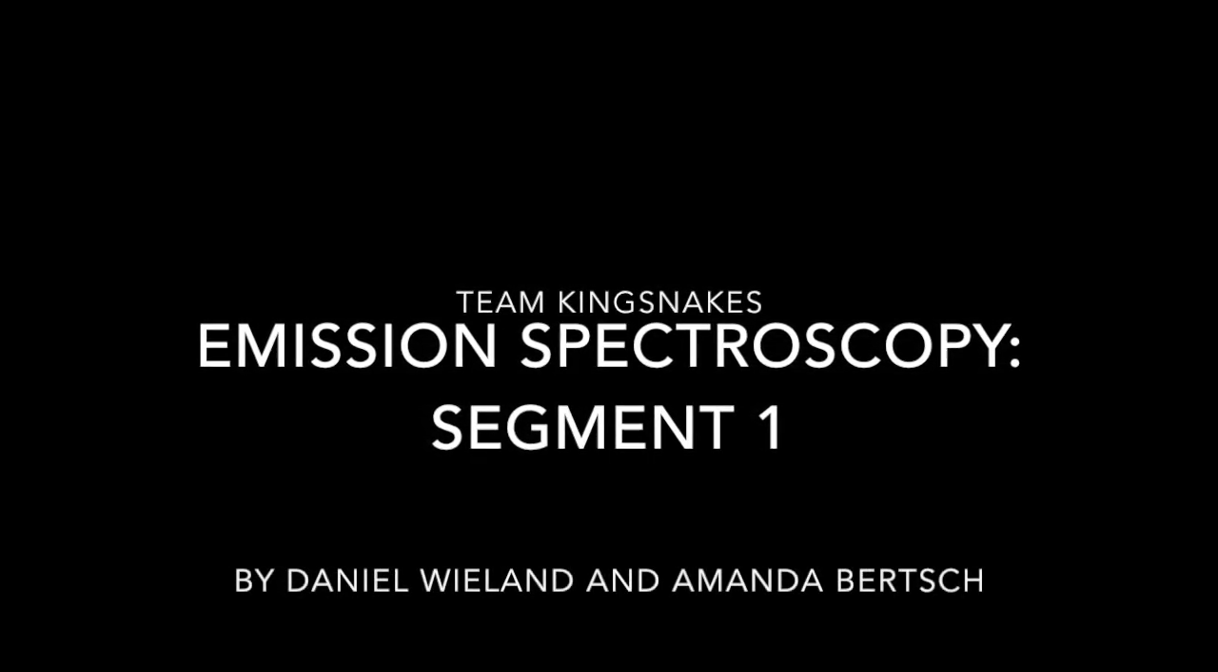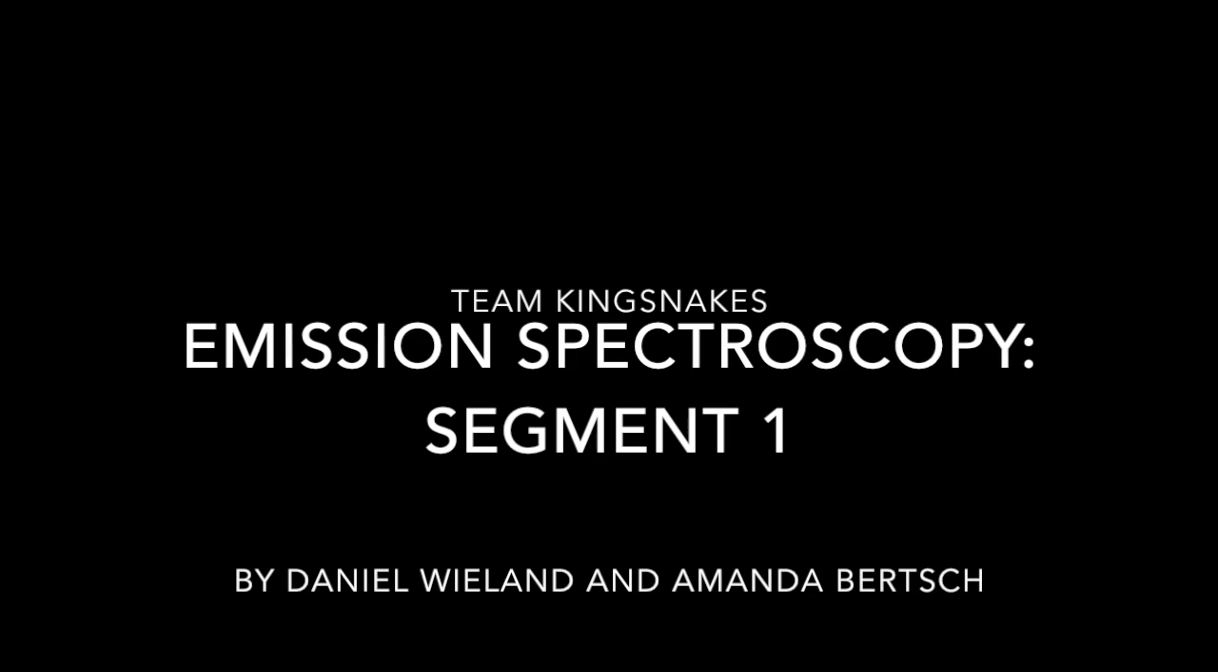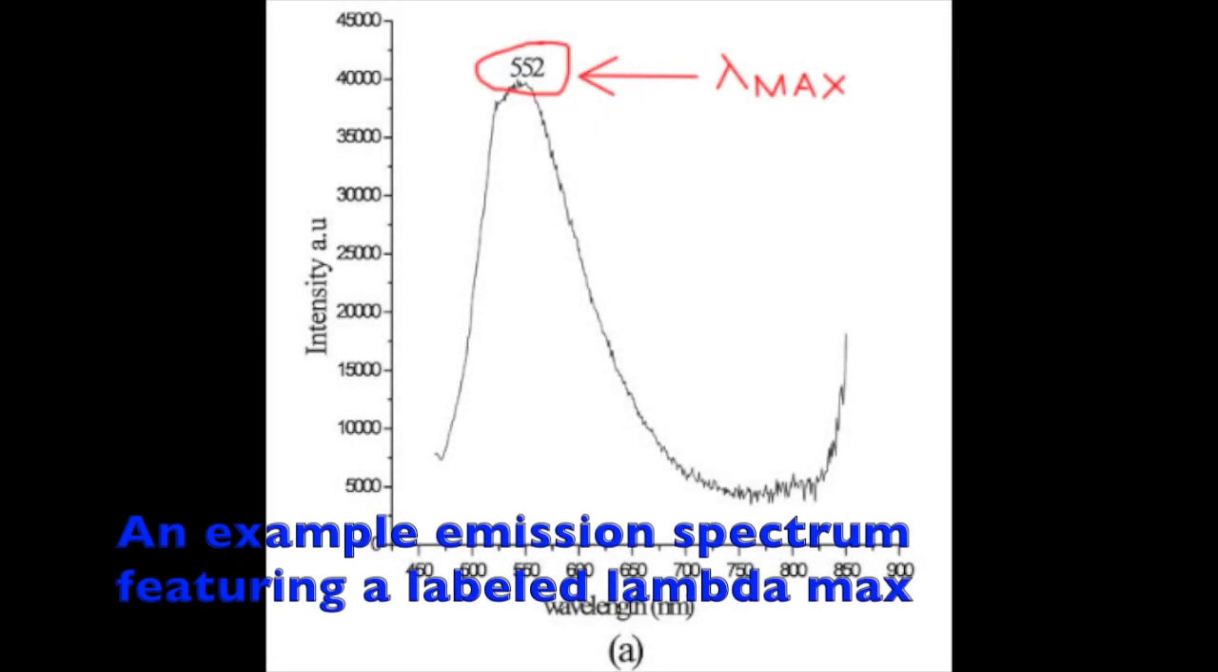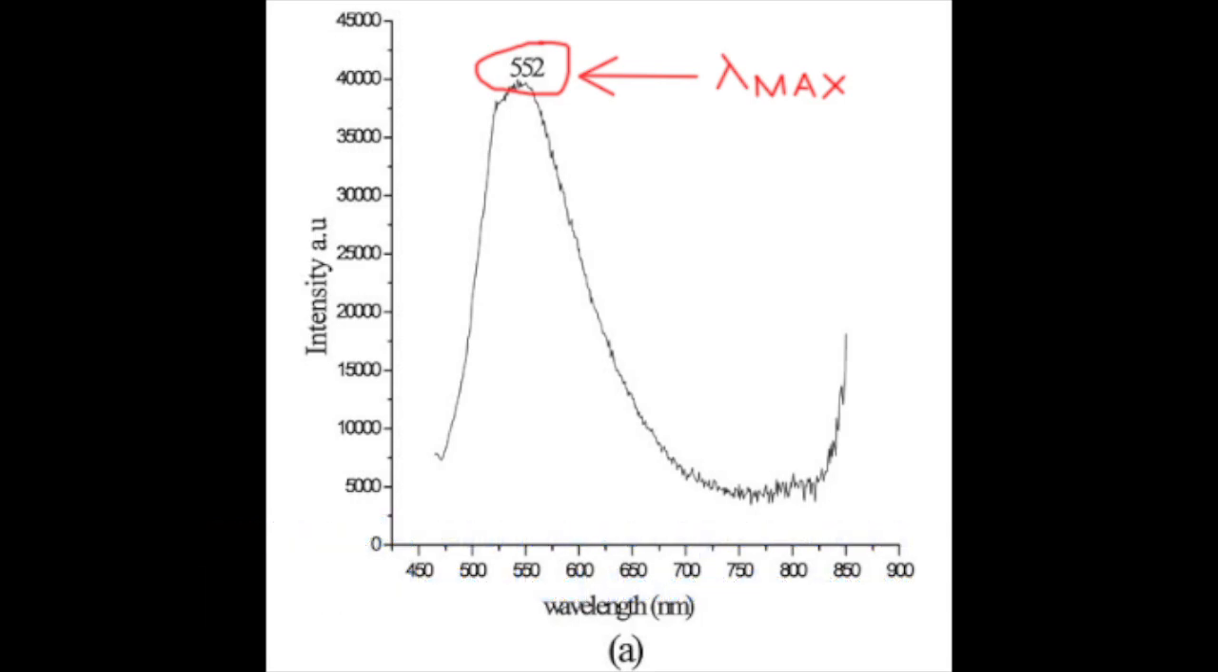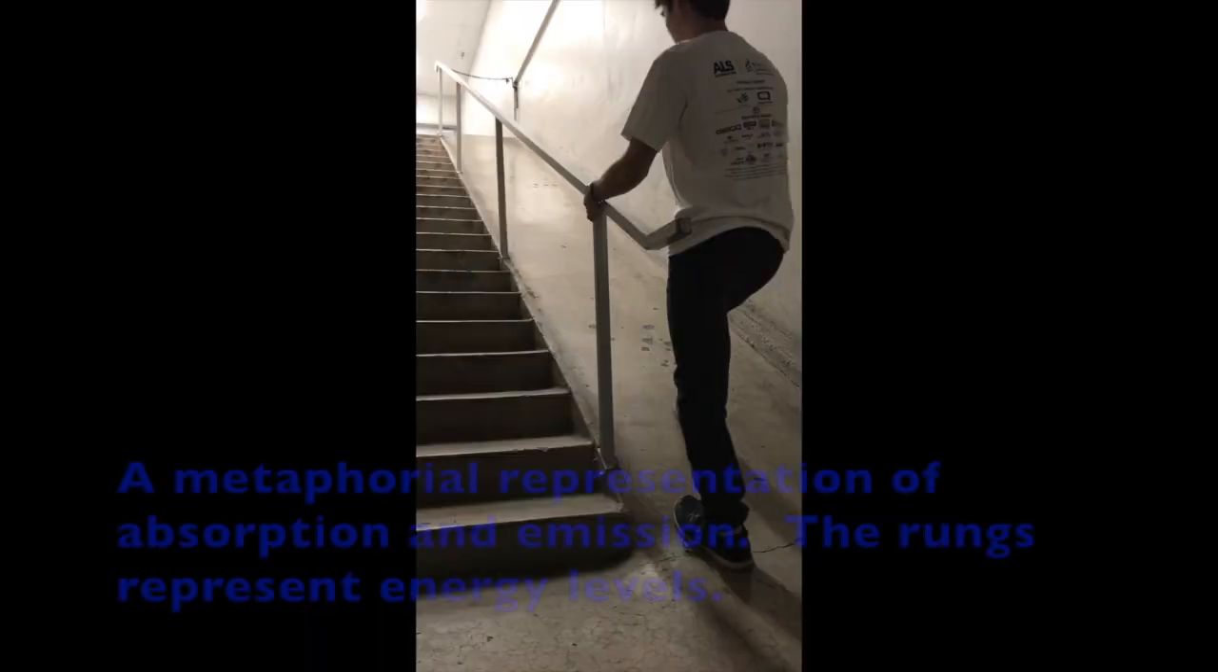And this is Amanda Birch, and today we'll be talking about emission spectroscopy. In this process, a photoexcited substance produces a range of light emissions at different wavelengths. The wavelength at which the most photons are produced, or with the highest intensity, is called lambda max. The different intensities that are produced over a range of wavelengths are determined by how excited electrons return back to their ground states in molecules.